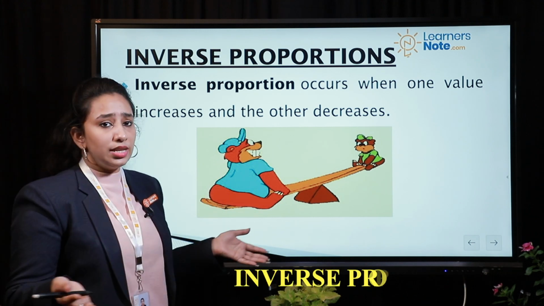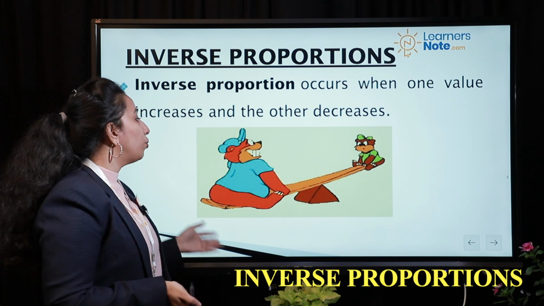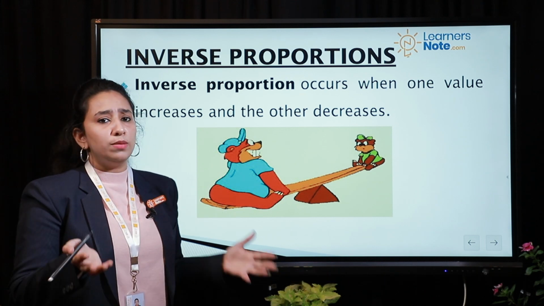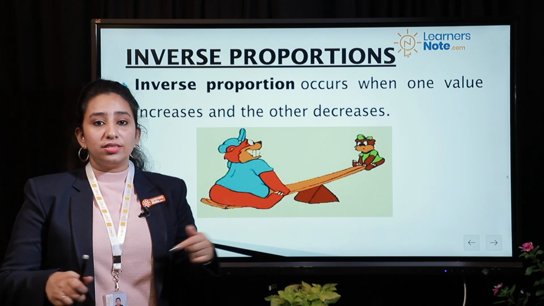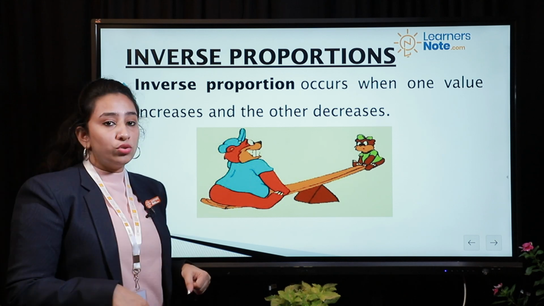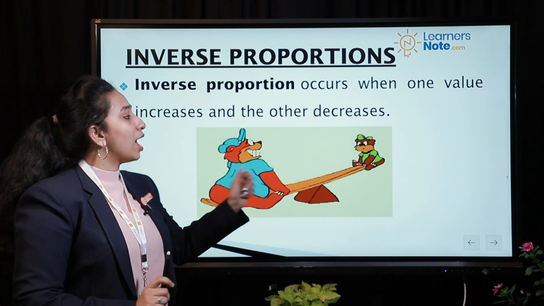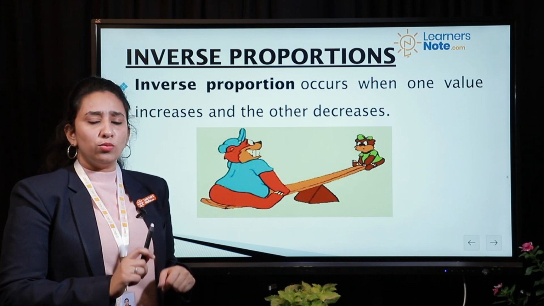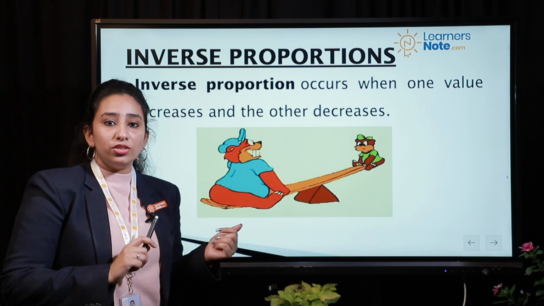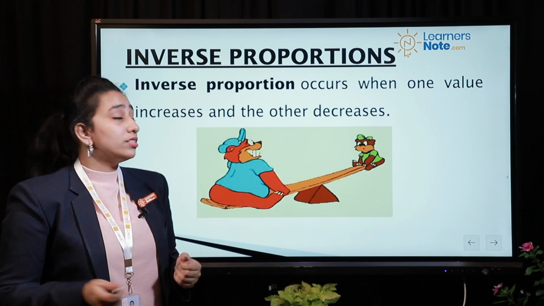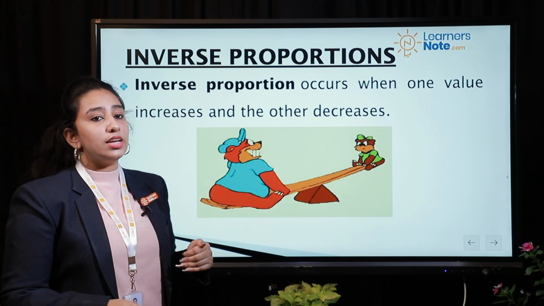I have given you a direct example, and I'm sure as children you would have gone on seesaws in parks, where you and your friend sit across each other, and if you go down, your friend will go up, and if you go up, the friend will go down. So the same thing is happening here. The increase in one thing will result in a decrease in another thing, or the decrease in one thing will result in an increase in another thing. So that's what is called inverse proportion.